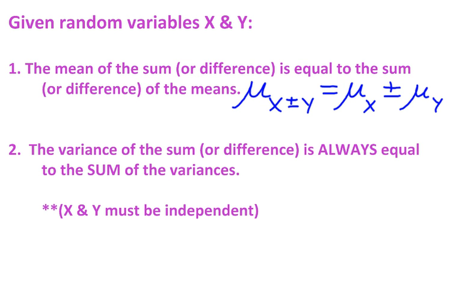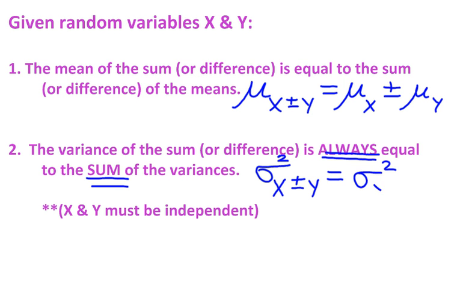Point 2. The variance of the sum or difference is always equal to the sum of the variances. I never subtract variances. This is very important. Students make this mistake all the time. In symbols, the variance of a random variable formed by either adding or subtracting values of x and y is always the sum of the variances. Notice I'm not putting a subtraction symbol here. The variance of the sum or the difference is always equal to the sum of the variances.